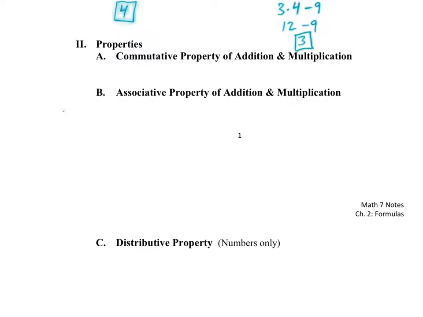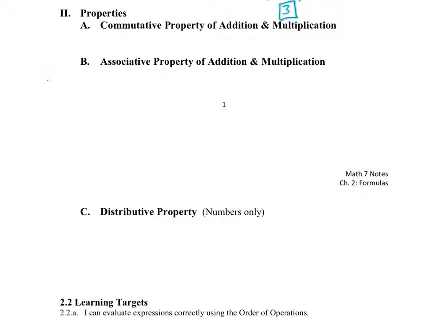Okay, this last part of your section, I'm just going to hit really, really briefly. Some of these you've probably seen before, and I'll probably go more in depth later on. They keep coming back around. But the commutative property of addition and multiplication simply means that if you have 2 numbers and you're adding them or multiplying them, the order you do it doesn't matter.